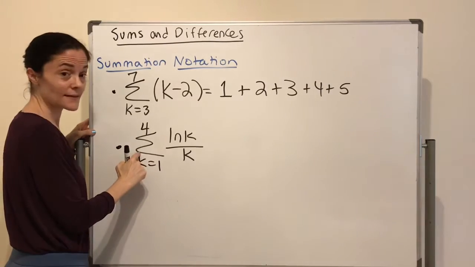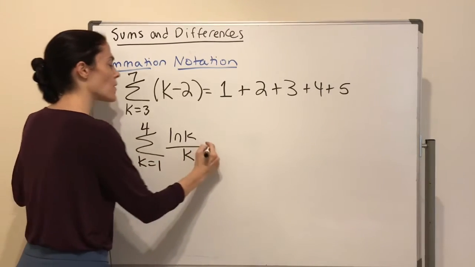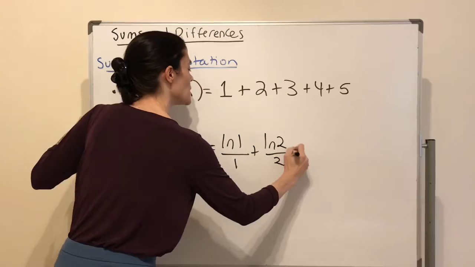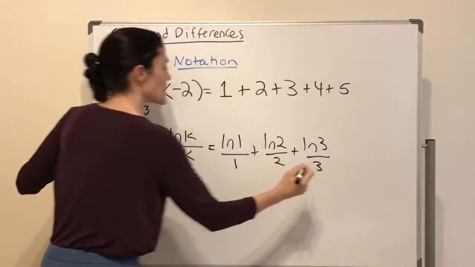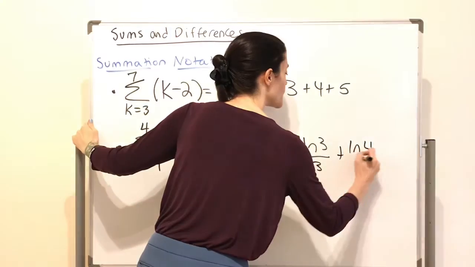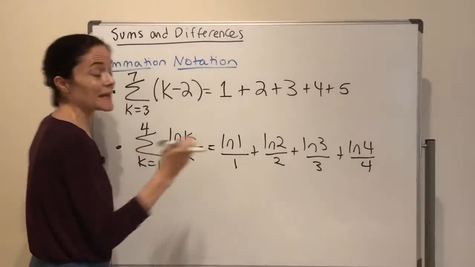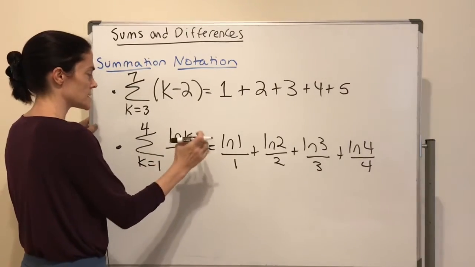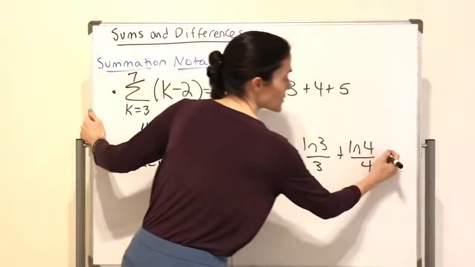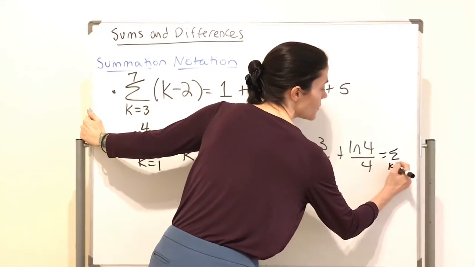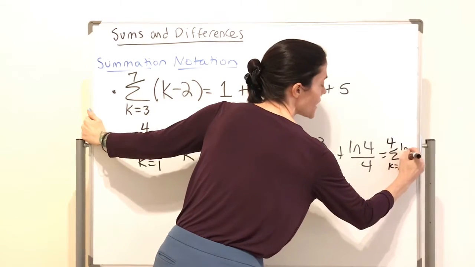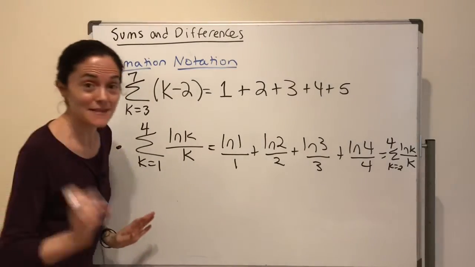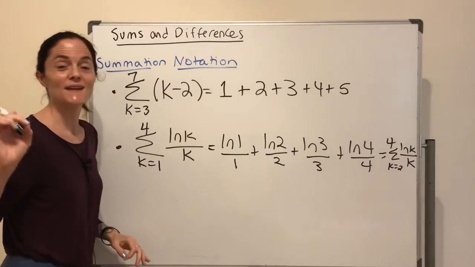Now, what about this one? Well, we add k equals 1 to 4. This is ln 1 over 1 plus ln 2 over 2 plus ln 3 over 3 plus ln 4 over 4. And because ln 1 is 0, this is literally equal to just the sum from 2 to 4. So maybe I can fit it here. It's a sum from 2 to 4 of ln k over k. It's a little smaller there, but it's the same thing because this first term, the k equals 1 term, is 0.